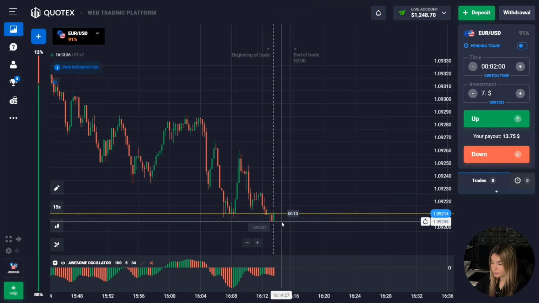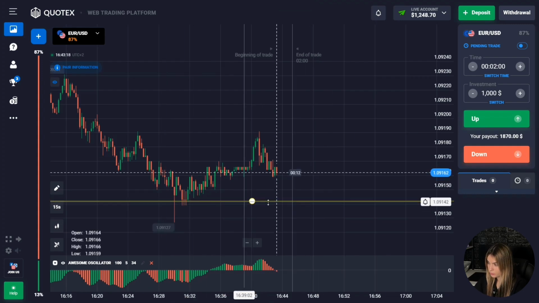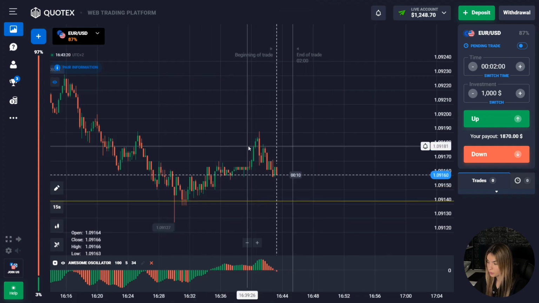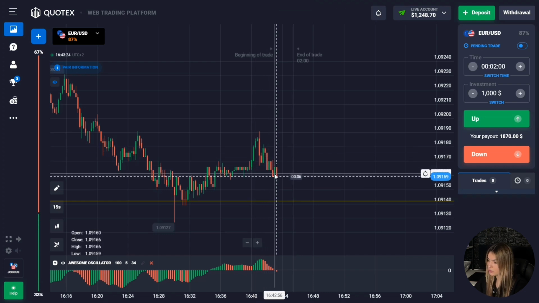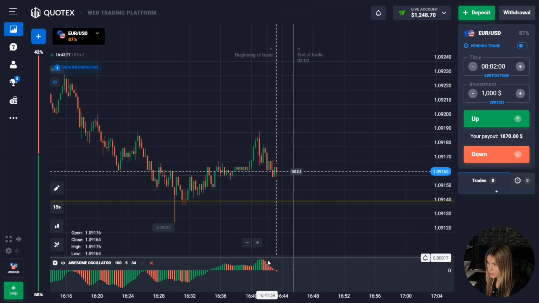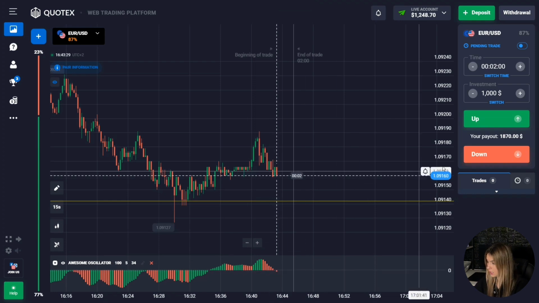Guys, let's continue. Here we see the level of support. We all see that after the pullback, the price turned around and is approaching our level again. At the same time, we all see that a red histogram is forming on the indicator. Volumes are growing lower. We will open a deal here for 2 minutes down.